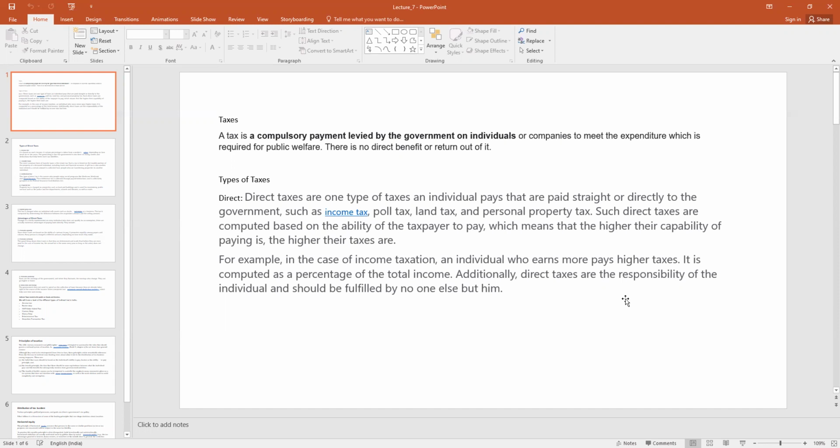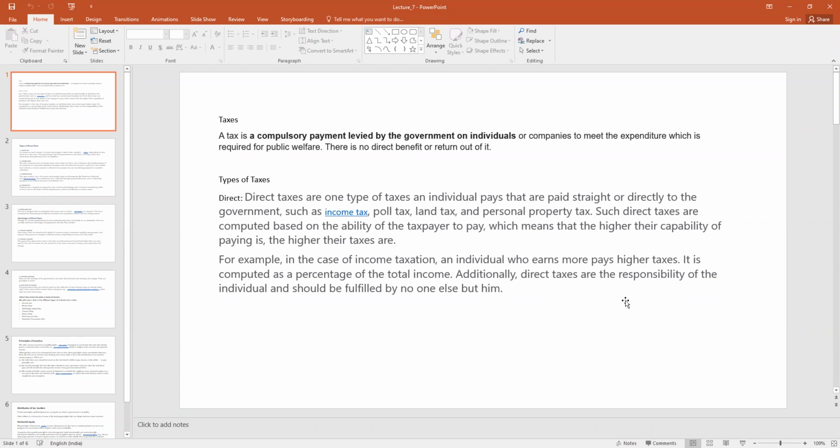But whereas with indirect taxes, yes, people have the ability to buy, but some people have more capability to pay indirect taxes, yet they will be charged equally. That is one difference between direct and indirect taxes.